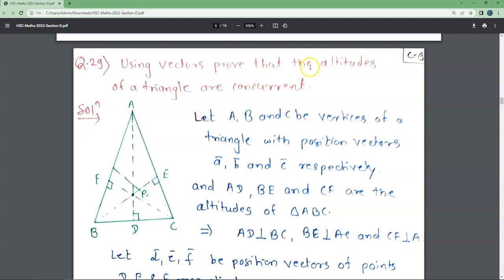Now this is a proof. They're saying the altitudes of a triangle are concurrent. Right. Now they want a triangle, so we basically draw a triangle A, B, C. Then they are saying altitudes. Altitudes म्हणजेच काय? It's a perpendicular on every side from the opposite vertex.